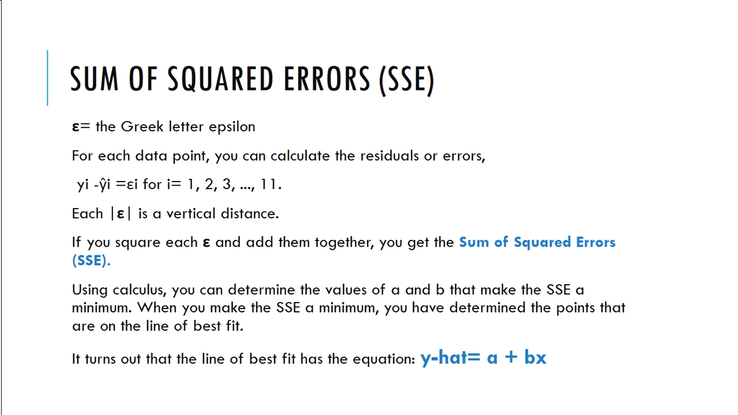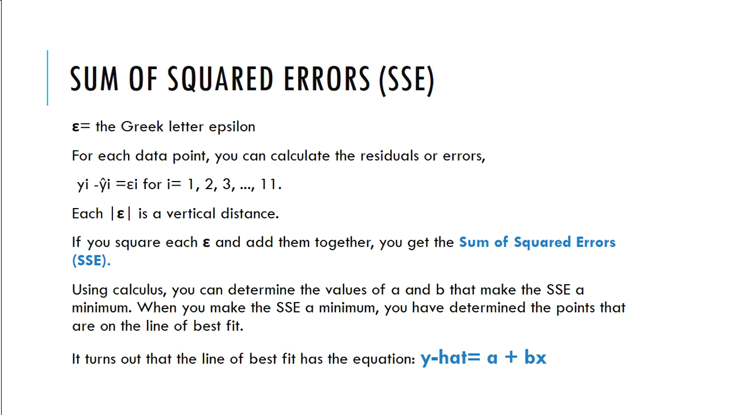So, sum of squared errors. This is the Greek letter epsilon. For each data point, you can calculate the residuals or the errors. And we did that before. You could do y minus y hat equals your residuals or error. And remember, each error is a vertical distance. If you take the absolute value and you square it, you get the sum of squared errors. Using calculus, you can determine the values of a and b that make the sum of squared errors a minimum. When you make the sum of squares minimum, you have determined the points that are the line of best fit.